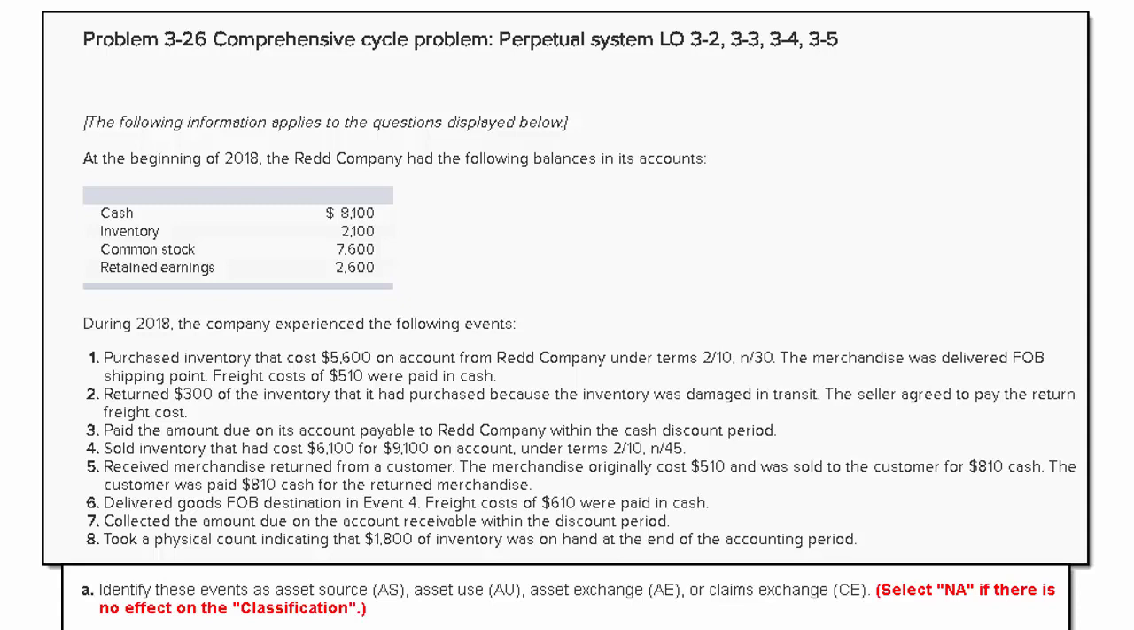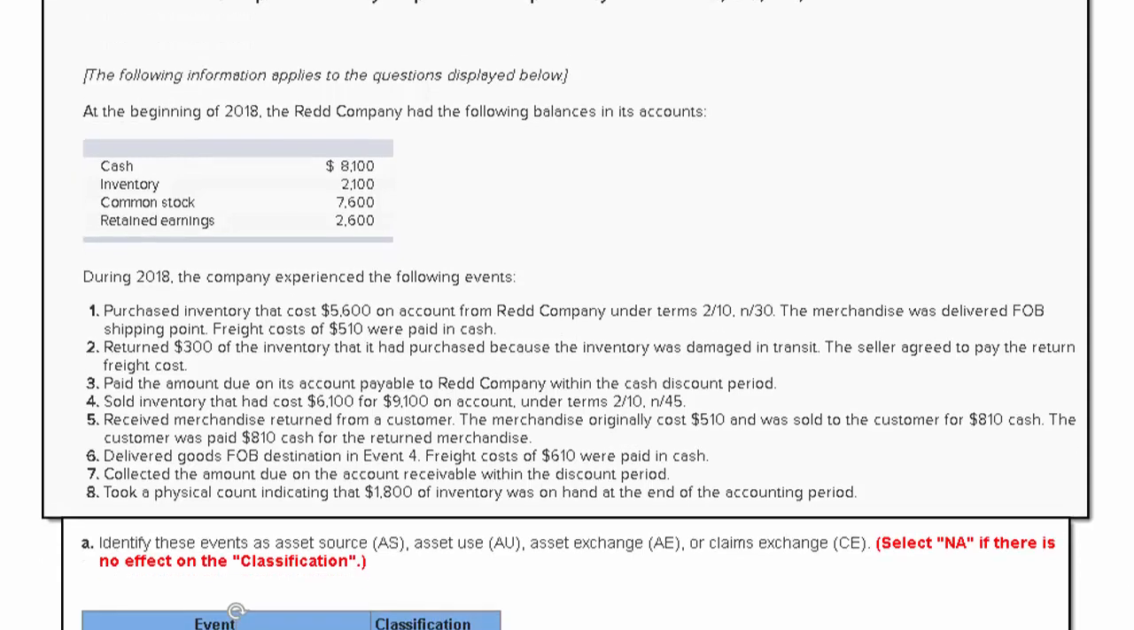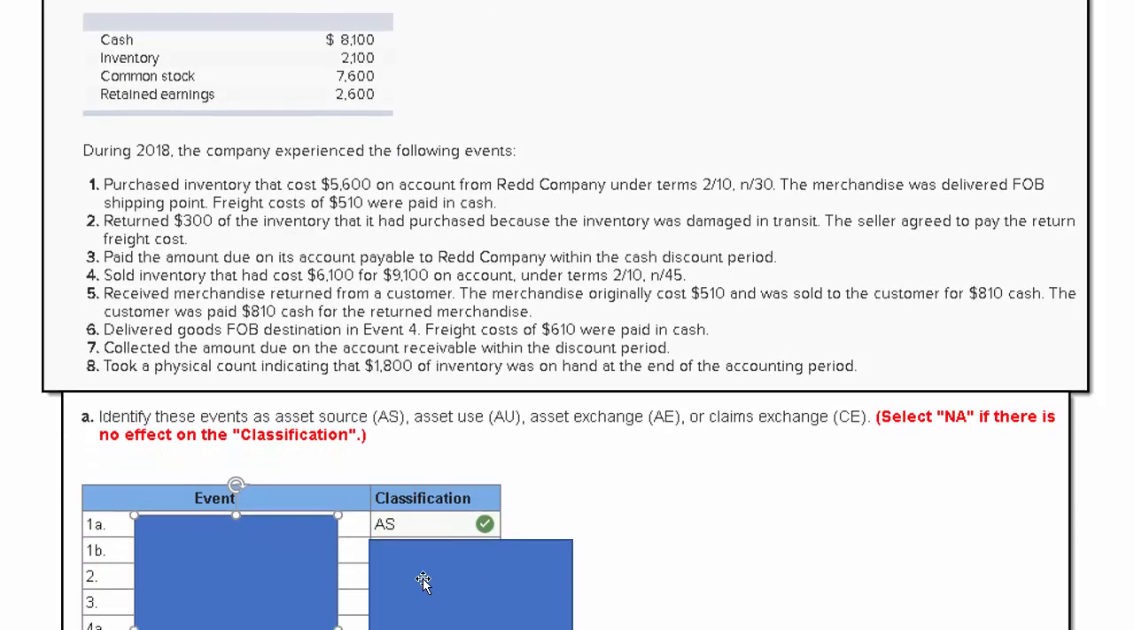All right, so let's take a look at the first one. First transaction says, purchased inventory that cost $5,600 on account from red company under terms of 2/10 net 30. Now, I think they actually mean from a different company. The merchandise was delivered FOB shipping point and freight cost of $510 were paid in cash. All right, let me slide up and show you. Now, this first transaction has really 2 parts. There's the purchase of the inventory, and purchasing the inventory is an asset source, right? We're increasing assets.